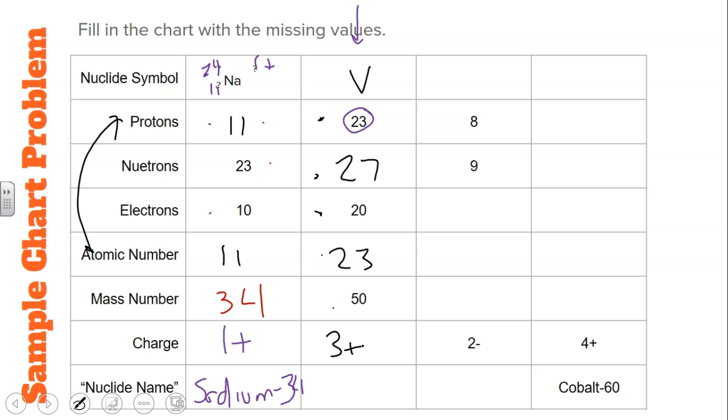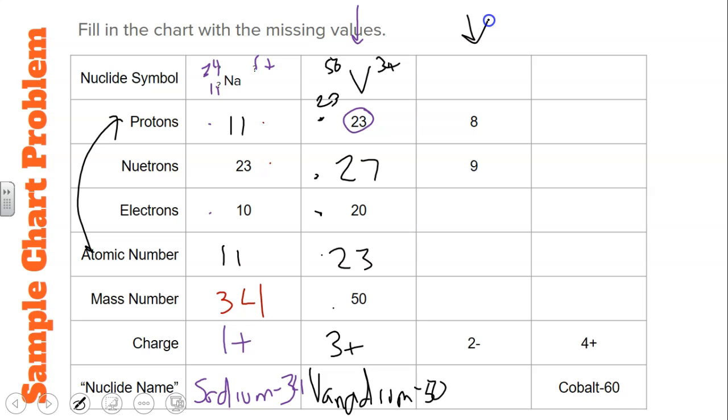If we're going to write the nuclide name, we would write this as vanadium-50. We should fill out the rest of the nuclide symbol. Down here is going to be a 23. Up at the top corner is going to be a 50. And to the right is going to be the charge 3 plus. Okay. So now the next column here, we're going to use all this information to determine the blanks.